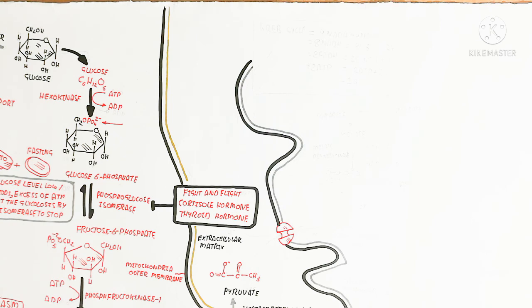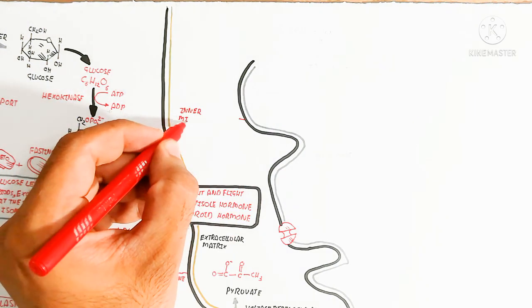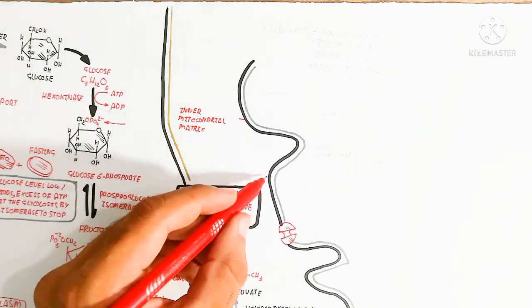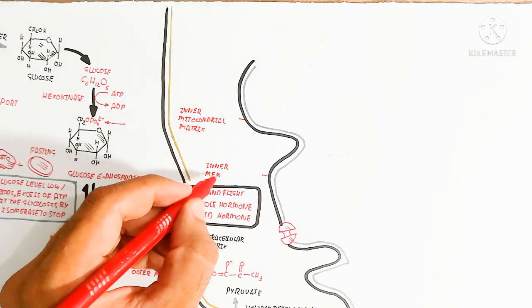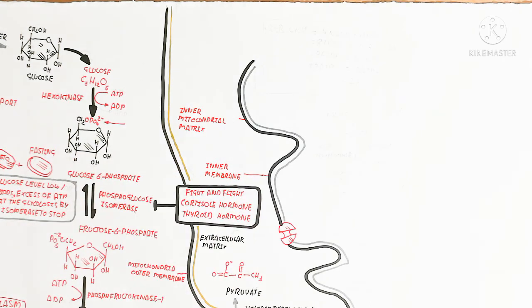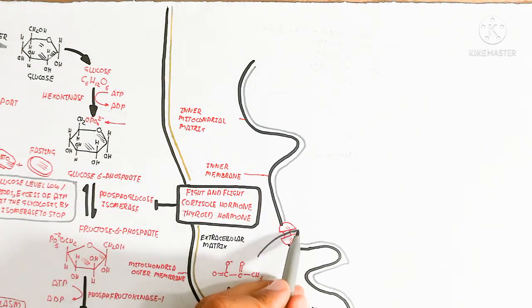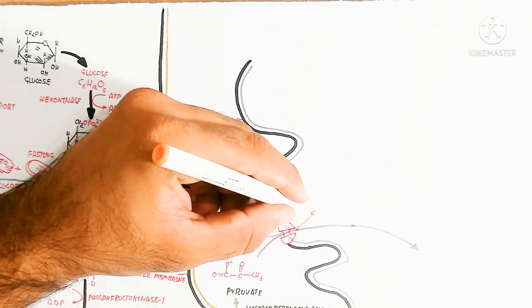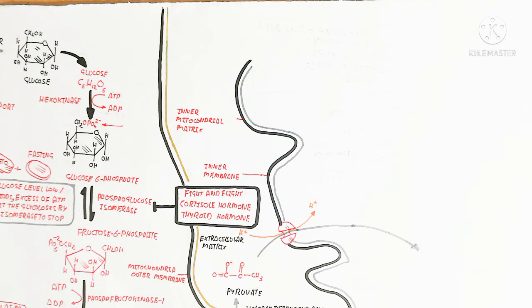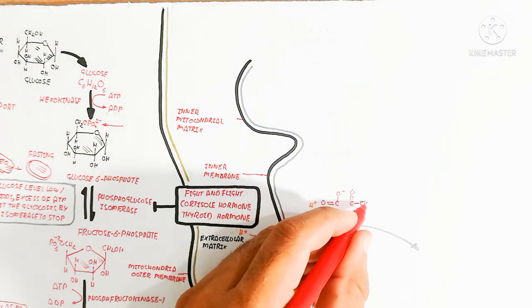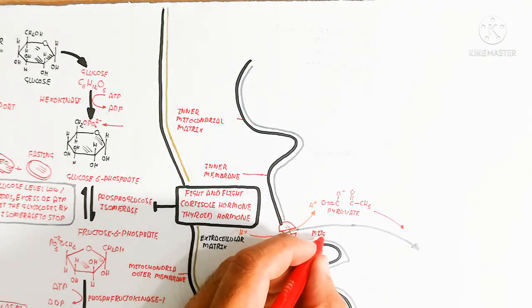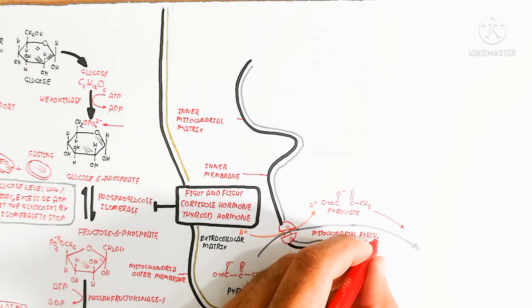So here it moves into the mitochondrial matrix, not extracellular, and here is the inner membrane, and that is the outer membrane. So the pyruvate moves across the inner mitochondrial membrane to the mitochondrial matrix by symport transport. So the hydrogen ion, the proton, pumps inside, and the pyruvate moves inside. And after the movement inside, the pyruvate will be converted into acetyl CoA.